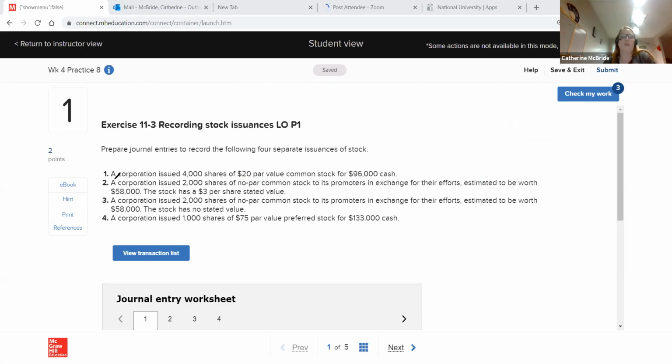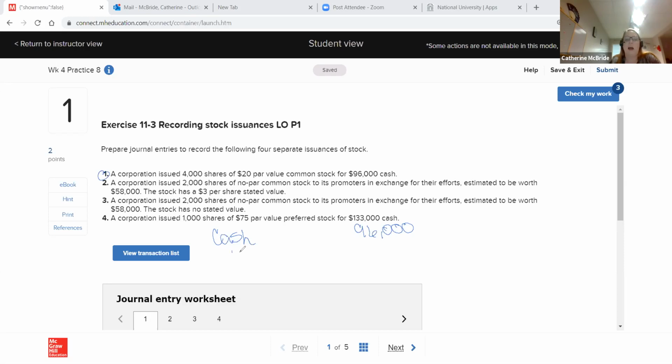So for this first entry, a corporation issued 4,000 shares of $20 par value common stock for $96,000. All right, so the first thing we know is we received cash. The first thing we know is that we received cash. So we received cash of how much? We received cash of $96,000. Cash is an asset. When we increase it, we debit it.